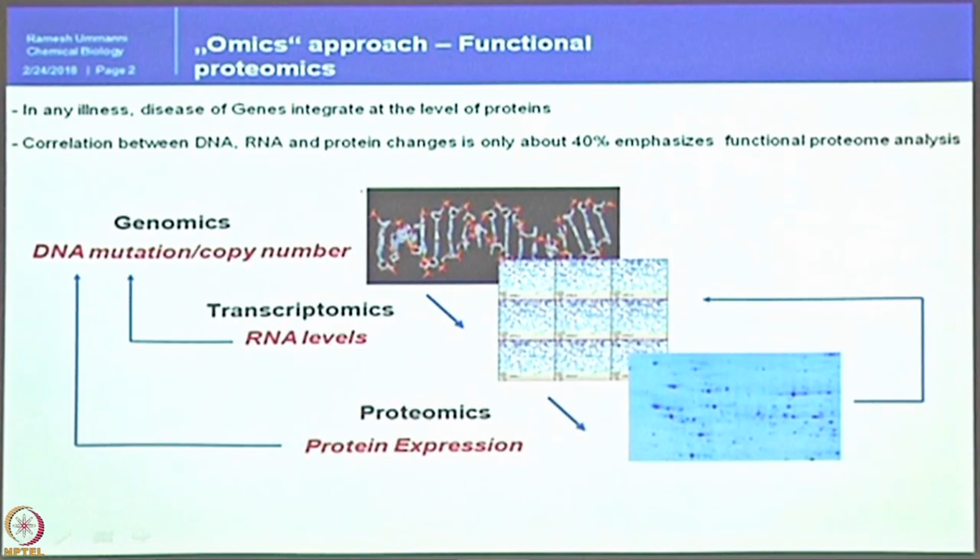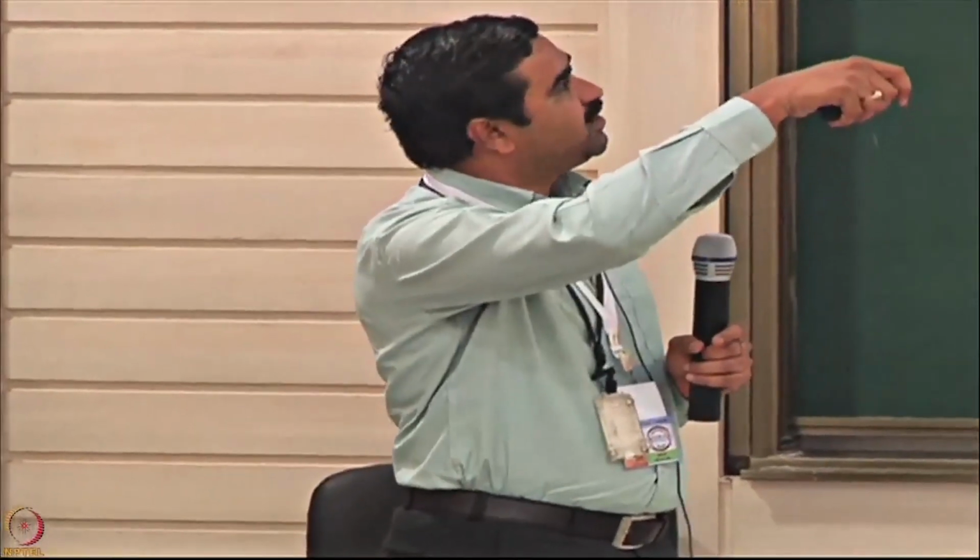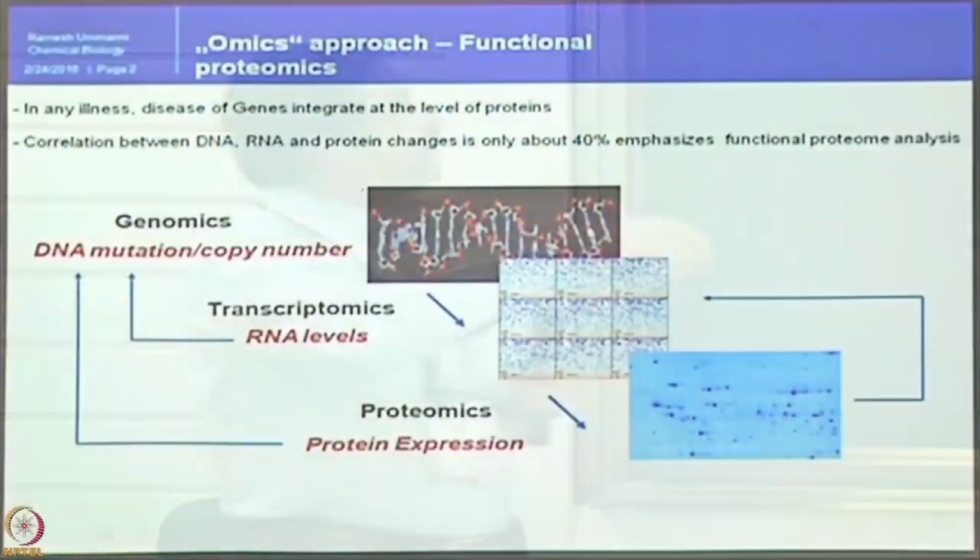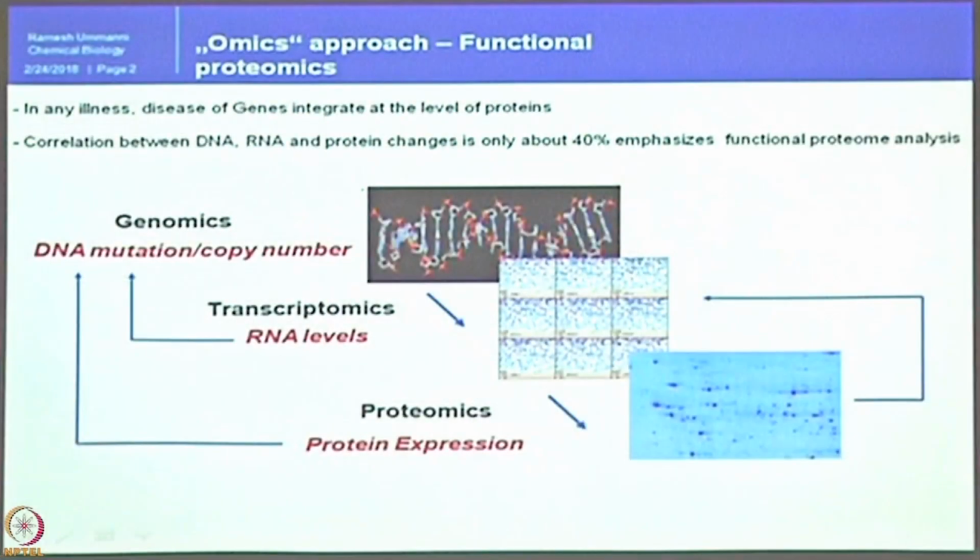If you look at the correlation between gene and protein, it's very poor. From gene to RNA, the correlation is only 60%, meaning 40% of genome information is already missing at the transcriptome level. Between transcriptome and proteome, the correlation is again very poor, only 40%. Ultimately, between protein and genome, the correlation is not more than 30% on average.